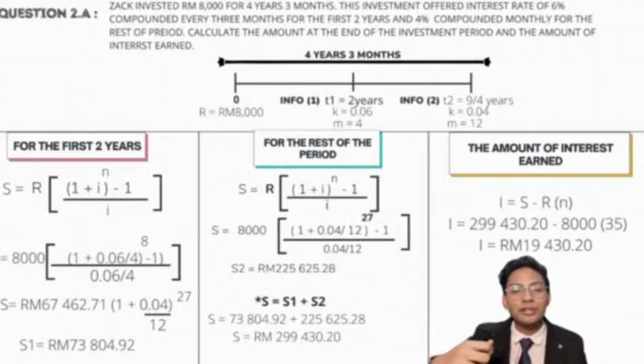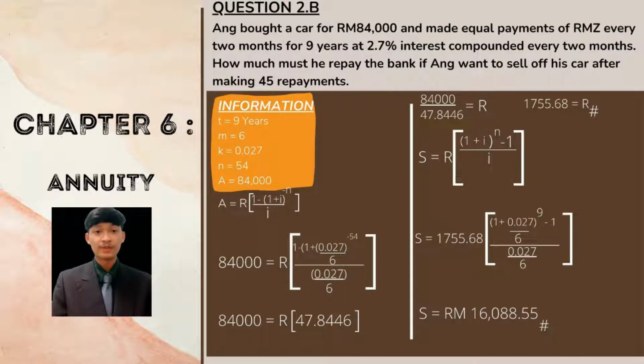Then the final answer of interest earned is 19,430 ringgit and 20 cents. From the question 2.B, time equals to 9 years, frequency of M equals to 6 because every 2 months interest will be compounding. K equals to 2.7% and change to decimal 0.027 for easy calculation. N equals to 54 and the last one is A equals to 84,000. The formula we use is A equals R bracket 1 minus bracket 1 plus I to the power of negative N over I.